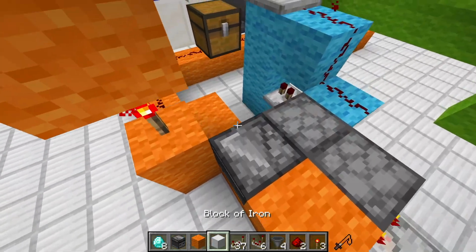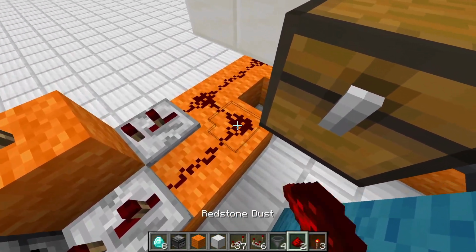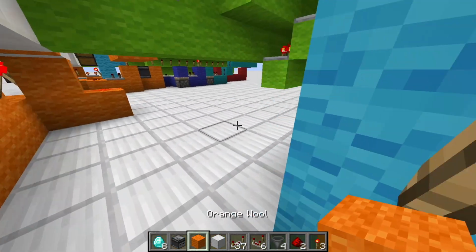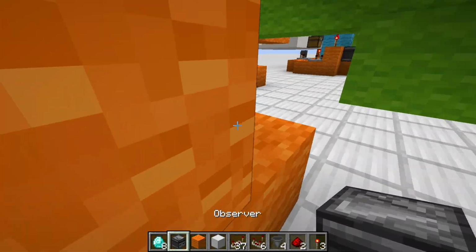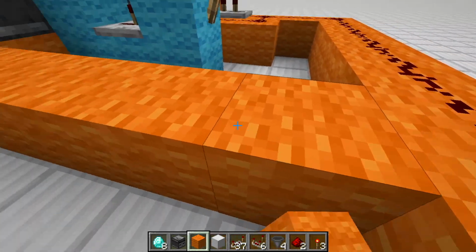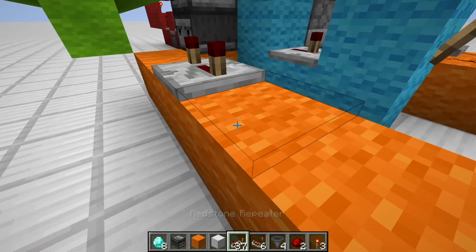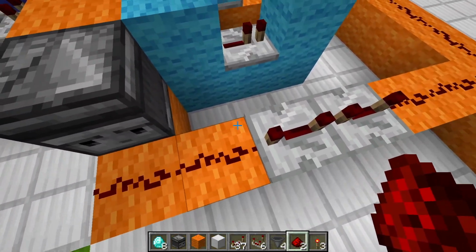Place it facing into that direction. Here a repeater set to 3 ticks. Another piece of redstone dust, another piece of redstone dust, and we do the same for the other side. So we have here an observer facing into the same dropper, and we're gonna have here 1, 2, 3, 4, 1, 2, 3, 4, and redstone dust like that.